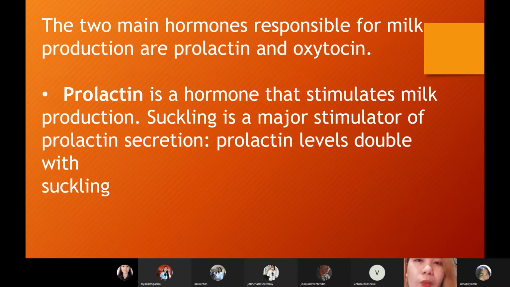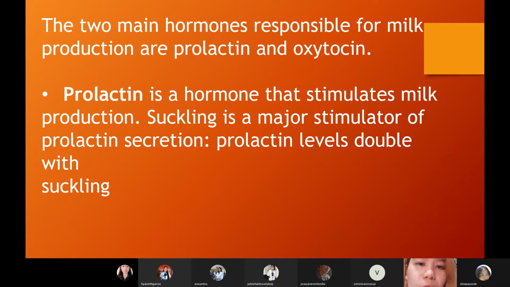So the two main hormones responsible for milk production are prolactin and oxytocin. Prolactin is a hormone that stimulates milk production. So prolactin is very helpful in stimulating milk. Suckling is a major stimulator of prolactin secretion. Prolactin levels double with suckling.